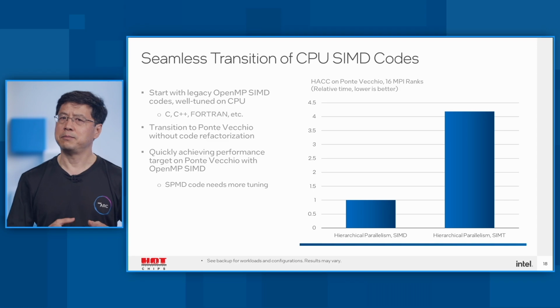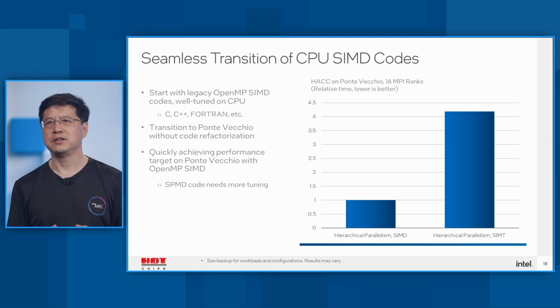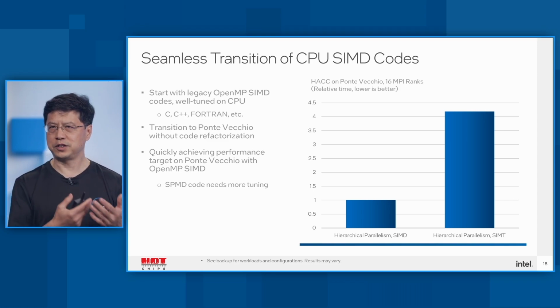Now let's talk about the SIMD code. As mentioned earlier, PVC hardware supports both a SIMT backend and a SIMD backend. And there is a lot of OpenMP SIMD code written for CPU.